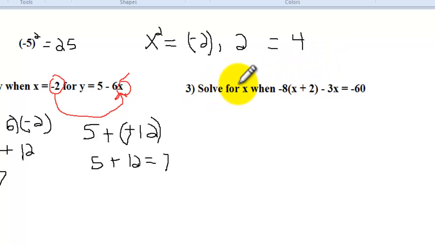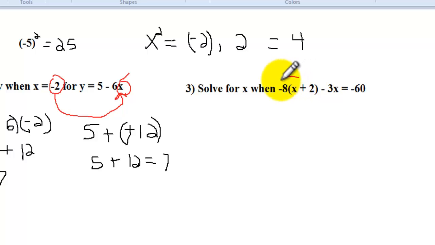So solve for x. When negative x plus 2 minus 3x equals negative 60. So what they're saying is you can simplify and rearrange and reduce this equation until you come up with x equals a number.